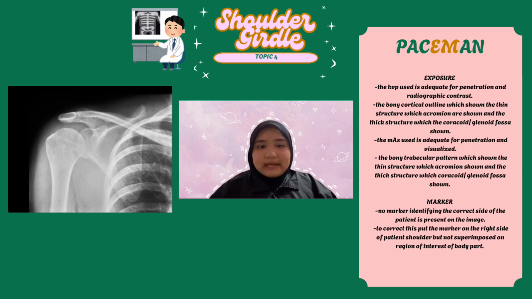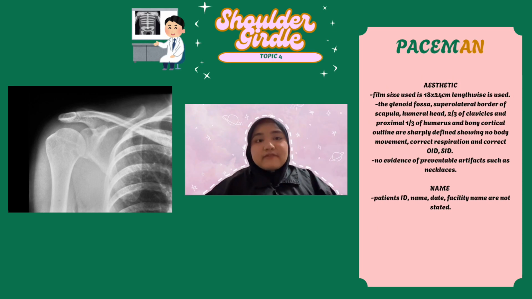Next, we have marker. There is no marker identifying the correct side of the patient present on the image. To correct this, put the marker on the right side of the patient's shoulder, but not superimposed on the region of interest of the body part.